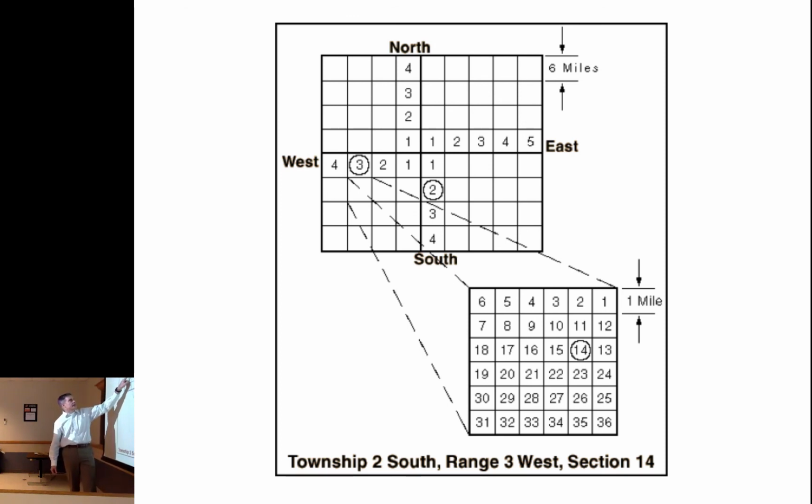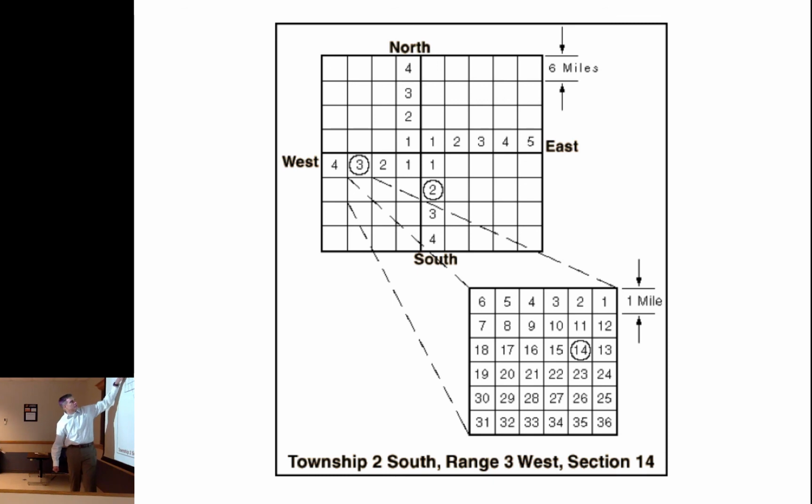So each of these townships would be described as so many townships north or south. Here we go, example statement. We've got Township 2 South. That's 2 measures south of the baseline. So Township 2 South, range 3 west, west of the principal meridian. So 3 west, 2 south. I always say township first. So Township 2 South, range 3 west.